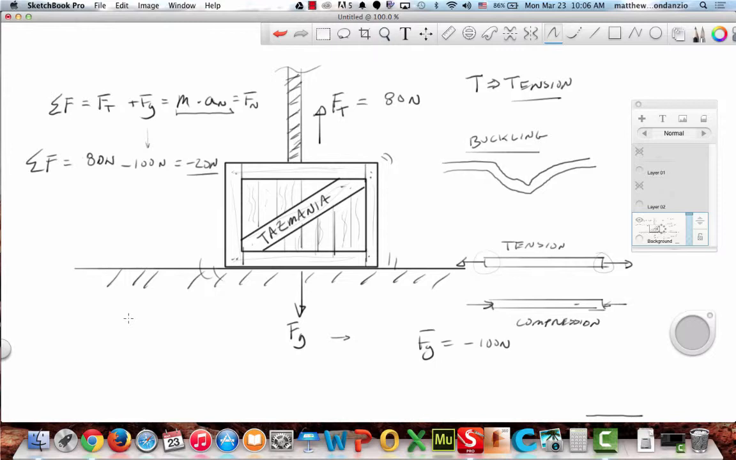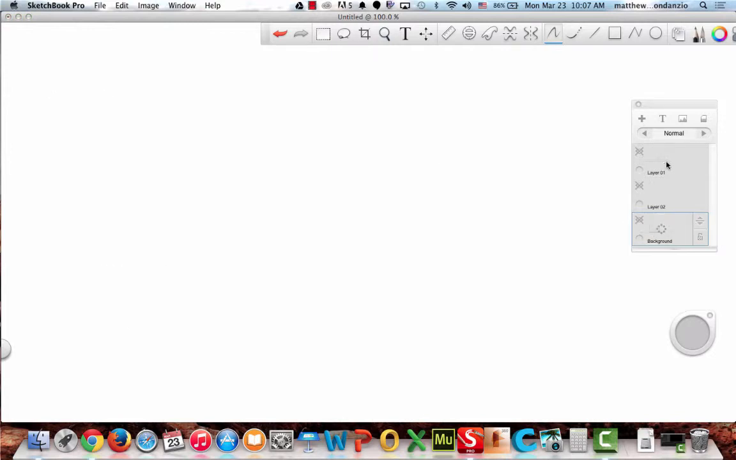How do you know if f of t or f of g goes, or how do you know where to plug it in? Because what if it's a different force? Do you know what I'm saying? Where you have the sum of f equals ft plus fg. Is that always like that? It's always going to be like this.